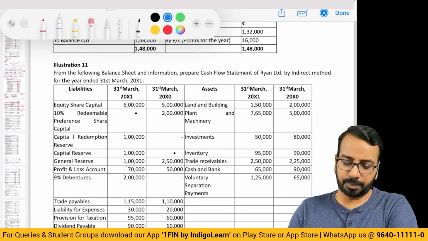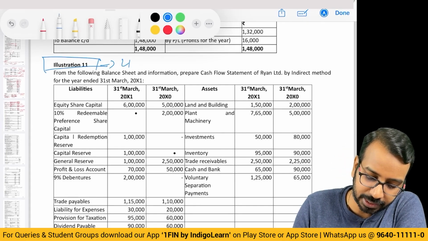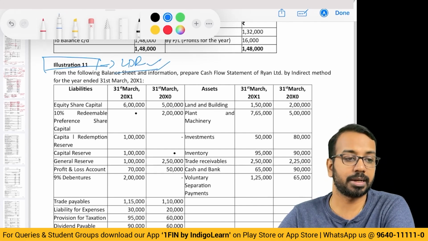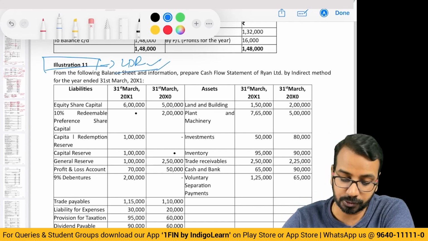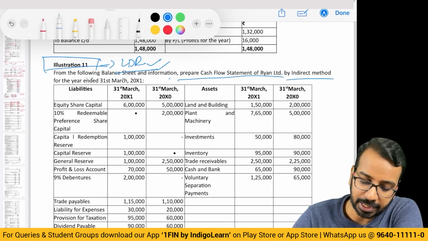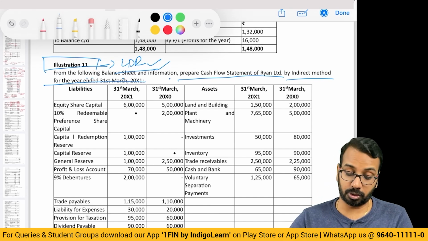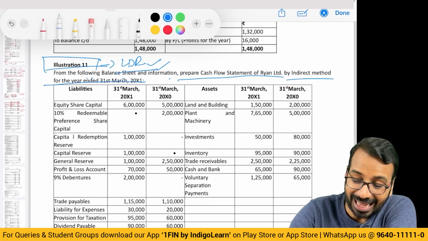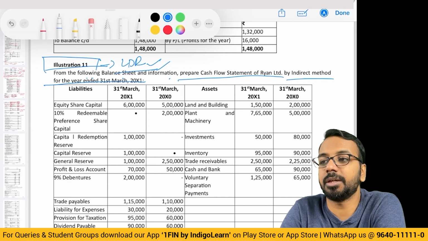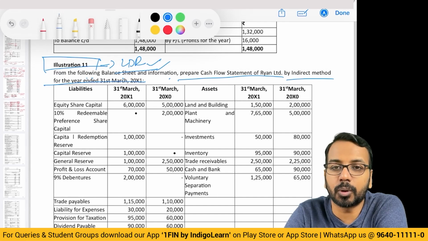This is the next question, a pretty comprehensive one, and I would request you to also revise this in the last day before you go to the examination. Just have a look at this question, that will actually increase your confidence. From the following balance sheet, prepare cash flow statement by indirect method for the year ended 31st March. Only balance sheet is given, P&L is not given. Now, in these type of questions, this is one very very good question, I would say. As you read the question, you should also see what is the movement happening.